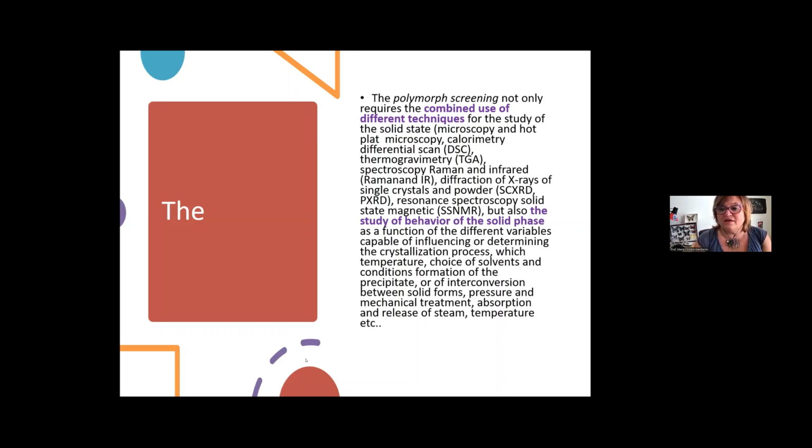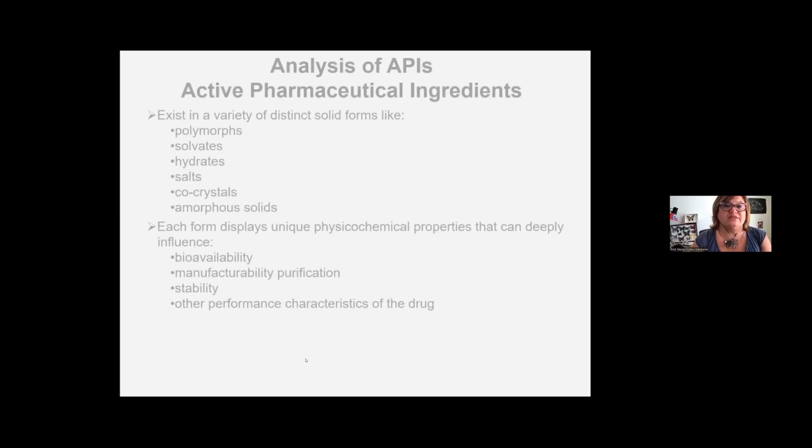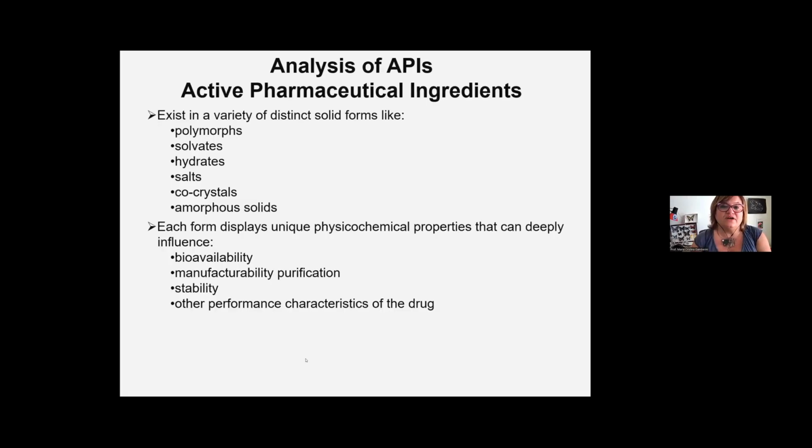But it's important to study not only at room temperature, but also inside the formulation. I will show you one example about this. So the first results that we had in the past: we study active pharmaceutical ingredients, as I told you, polymorphs, solvates, salt, co-crystal, amorphous solid. For example, in amorphous, you can't use X-ray.